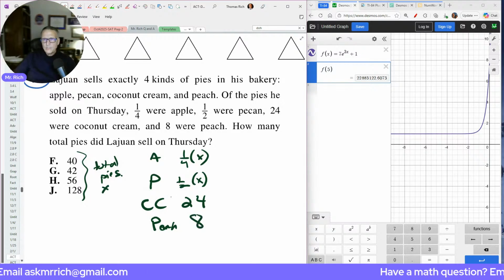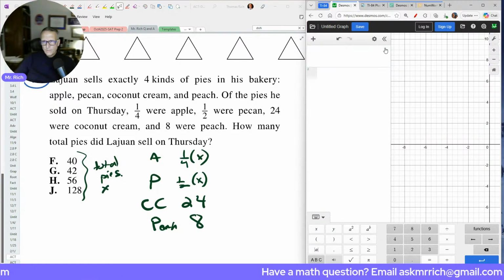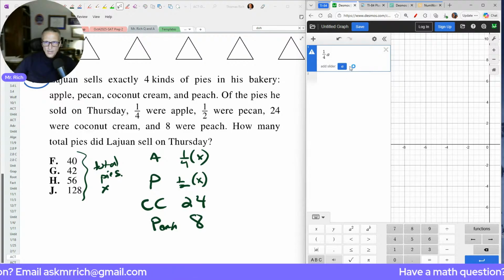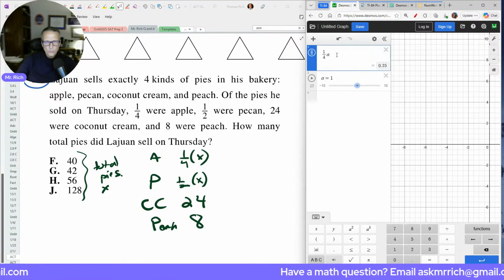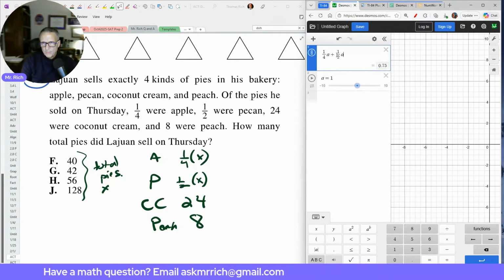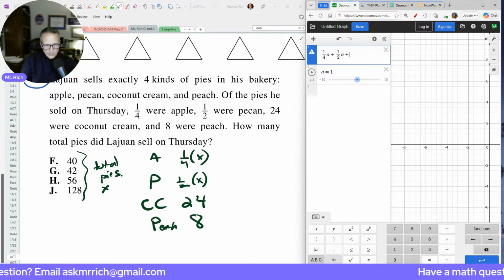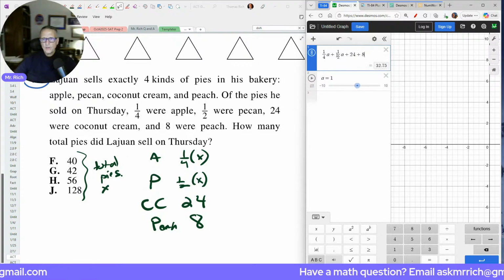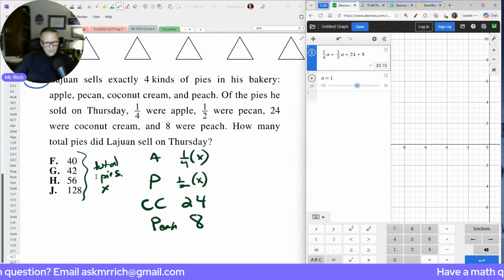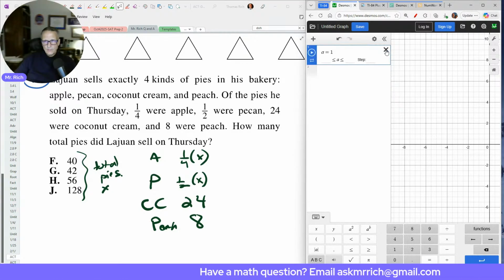So really, I'm going to build an expression in my calculator here. I'm going to say 1/4, and I'm going to use a letter A, and I'm going to add a slider because I want to be able to change that value. So 1/4 times the number of pies plus 1/2 times the number of pies plus 24 plus 8. Okay. Now, how many total pies did Lawan sell on Thursday? Actually, I think I'm not going to do this. I don't think that's going to work here.